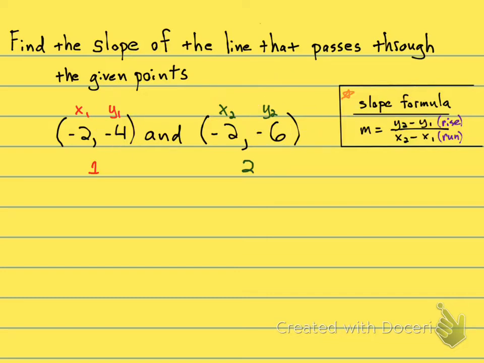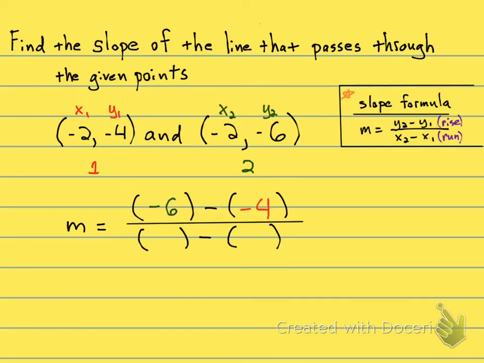All right, let's go ahead and do it. M equals, M is the slope, and it's going to be this minus this over this minus this. So first let's plug in my y sub 2. And here it is, it's a negative 6 minus my y sub 1, which is a negative 4. And then we're going to plug in my x sub 2, which is a negative 2. And then I'm going to plug in my x sub 1, which is also a negative 2.